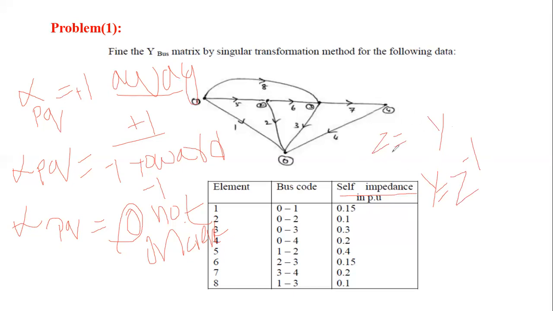First we write down the Z matrix. How many elements are there in the given diagram or table? There are 8 elements. Then what is the dimension of the Z bus matrix? That is 8 by 8. Clear?